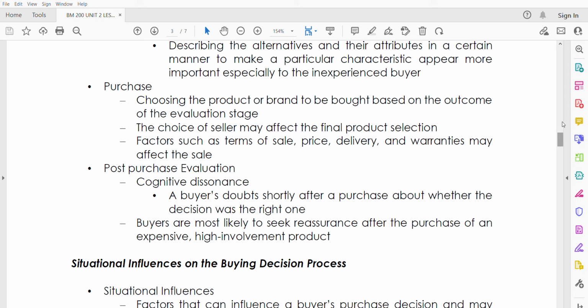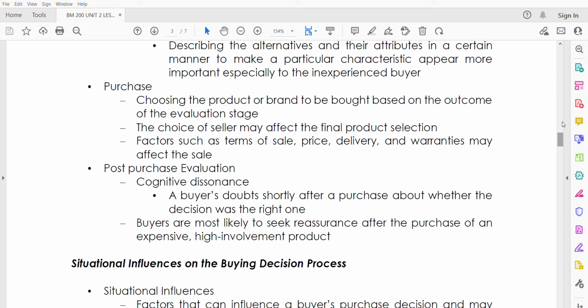So dili na to na malikayan, especially if mahal-mahal jud ang ato nagasto or dako atong nagasto in buying that specific product. Although we've already studied the alternatives, we've evaluated all the advantages and disadvantages, and then we found out that that's the best alternative, naa gyud gihapon ang mga pagdududa. So buyers are most likely to seek reassurance after the purchase of an expensive, high-involvement product.